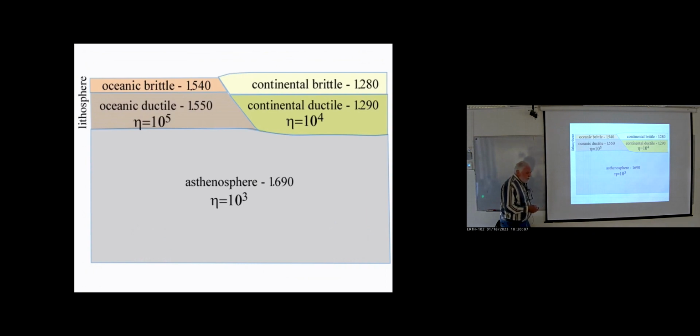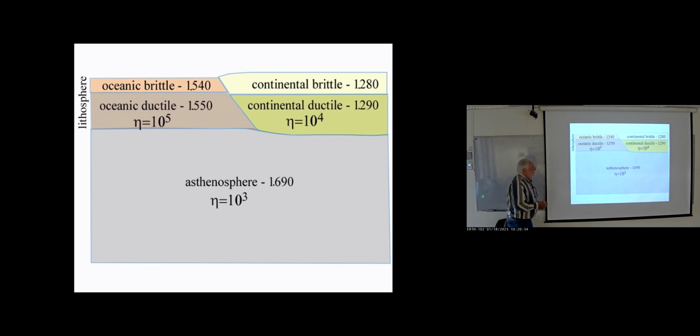The experiment was run on a box, I'll show you in a minute, where we had something that resembled the asthenosphere, oceanic ductile and brittle, and continental ductile and brittle. The interesting thing is that the densities are not very different from nature. Definitely the same order of magnitude of nature.